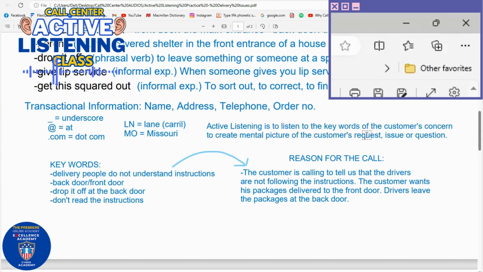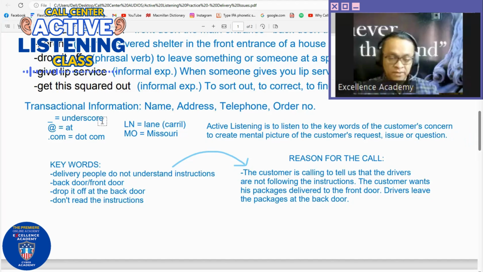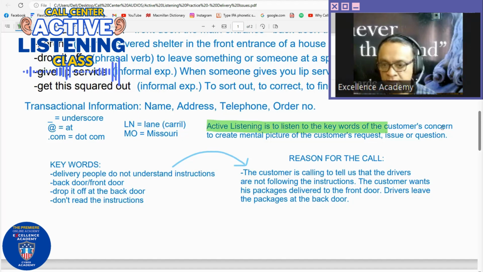A lot of people think that active listening is, oh, I've got to listen to the numbers. And yeah, listening to transactional information is important. But you can work with a customer. The customer can repeat it to you, no problem. You can ask. That's not such a big deal. Of course, you're not going to ask the customer to repeat and repeat a million times, right? But the true essence of this is to listen to the keywords so you're able to create a mental picture of what the customer needs. So this is the takeaway.